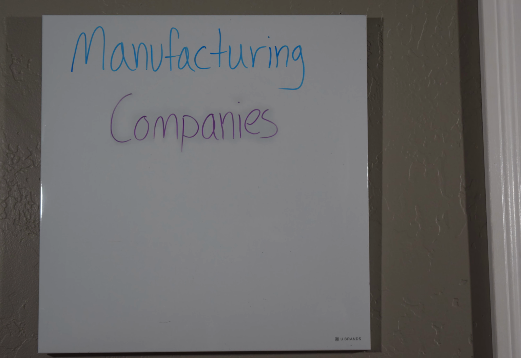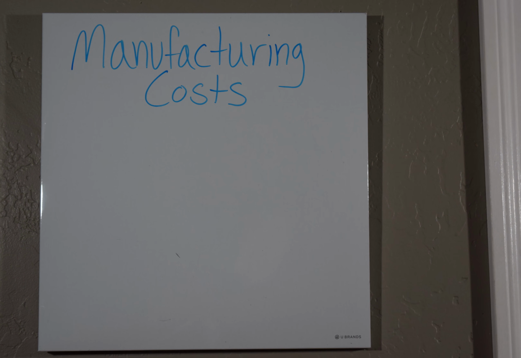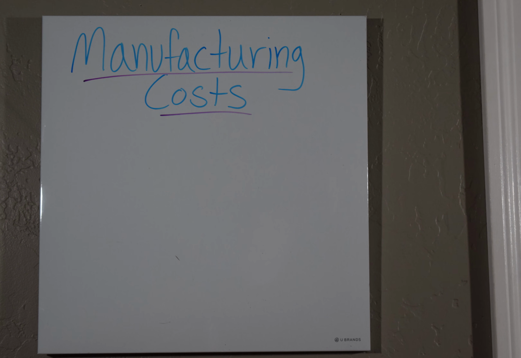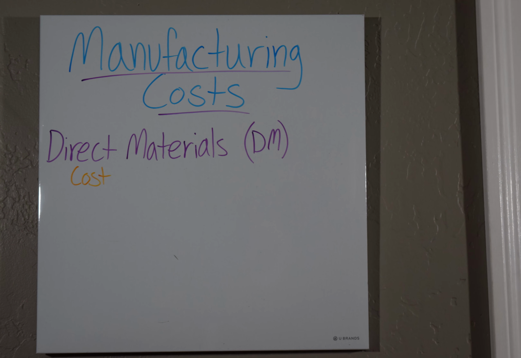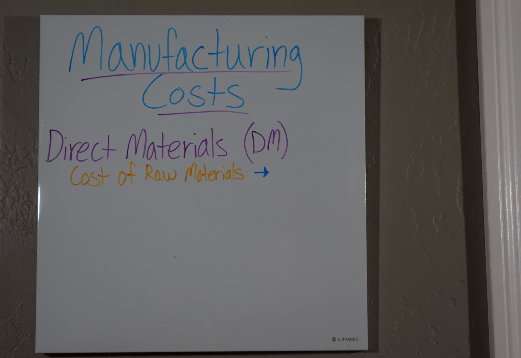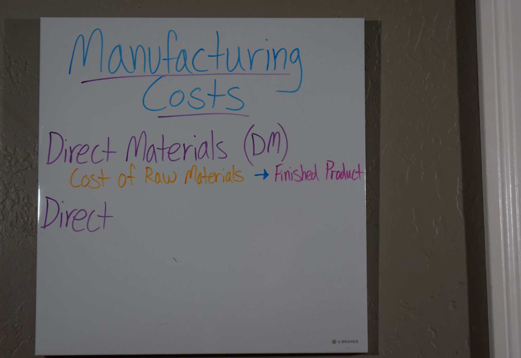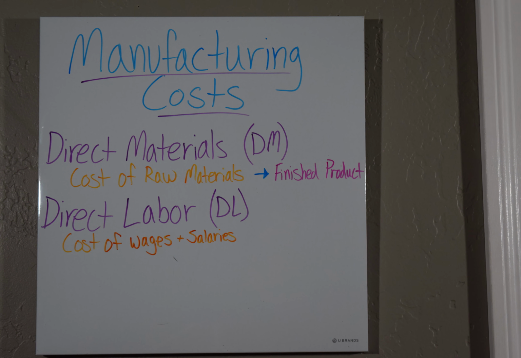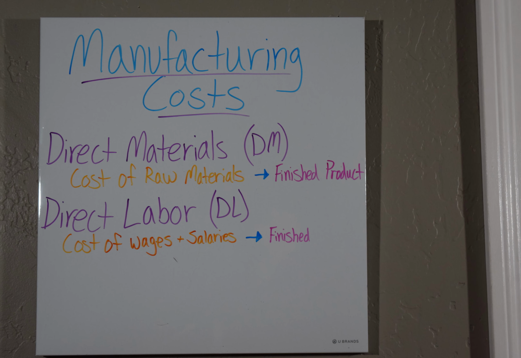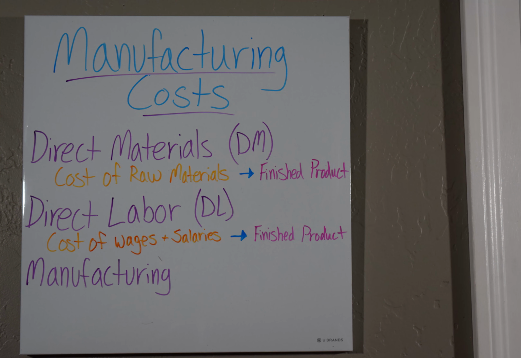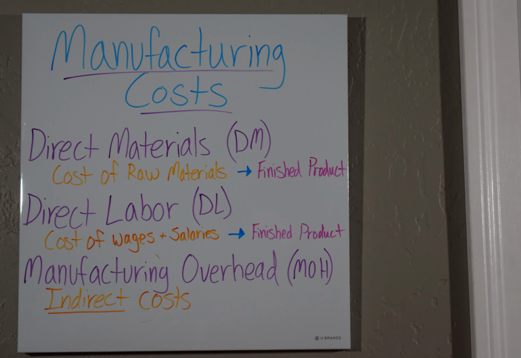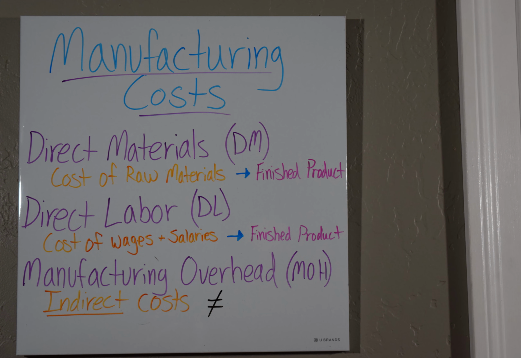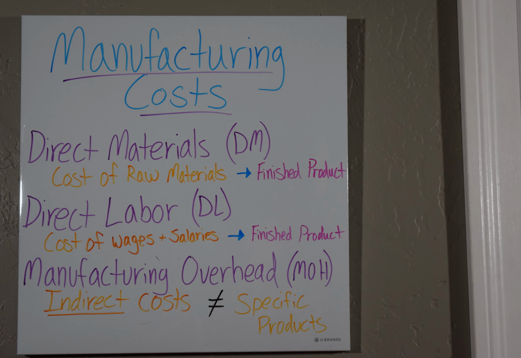Manufacturing companies have many ways of classifying costs, such as manufacturing costs. These include direct materials, the costs of raw materials that are converted into the finished product and easily traced to the product. Direct labor, the cost of wages and salaries of employees who convert the raw materials into finished product. And manufacturing overhead, the indirect manufacturing costs that are not easily traced to specific products.